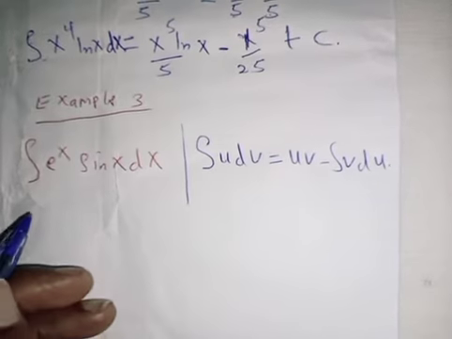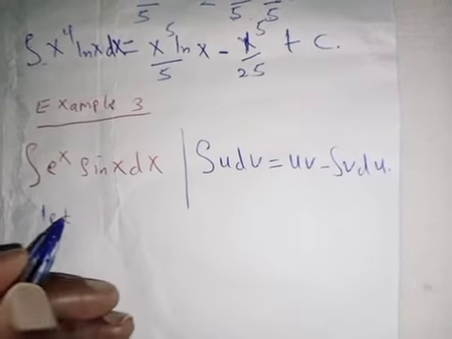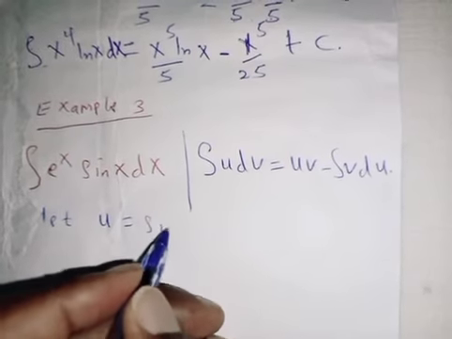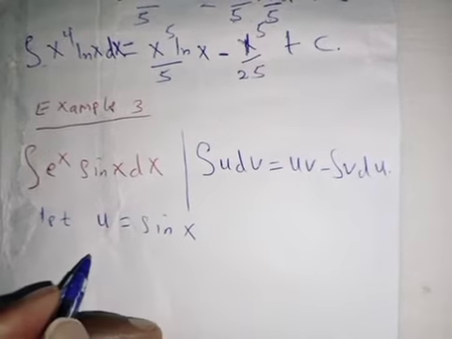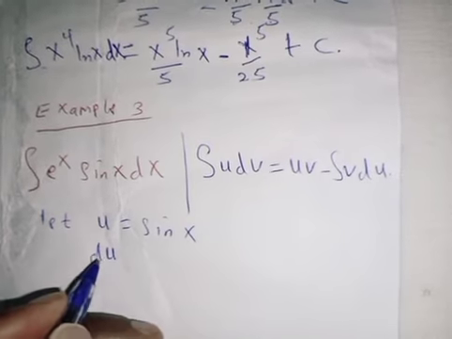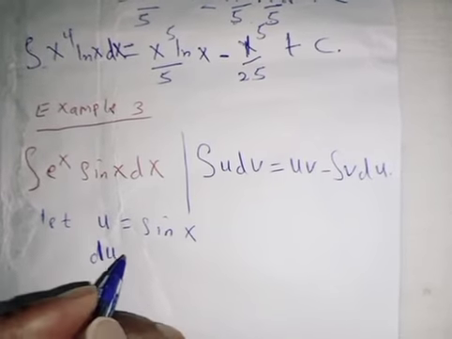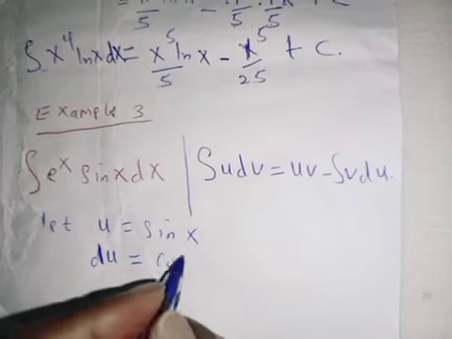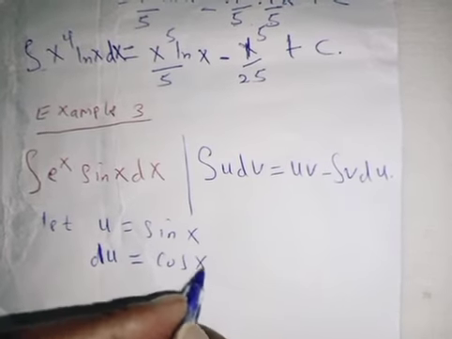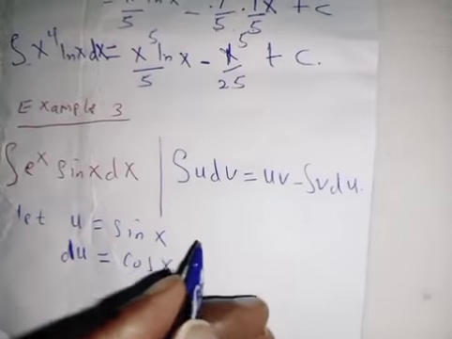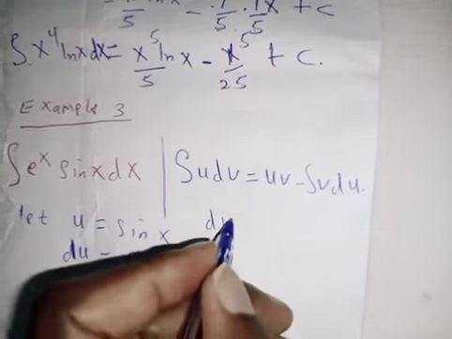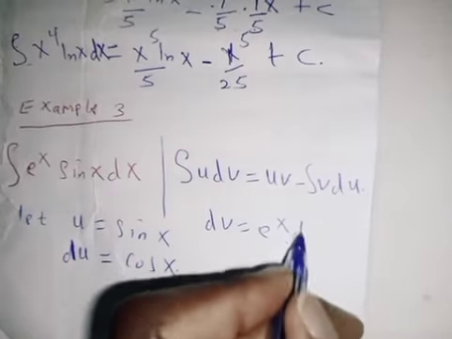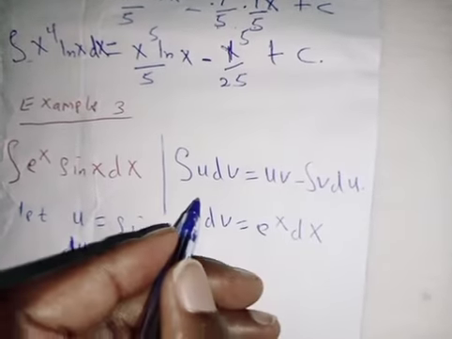So you let your u be equal to sin x, du will be equal to cos of x. Then you let your dv be equal to exponential x dx. Then you take integral on both sides.